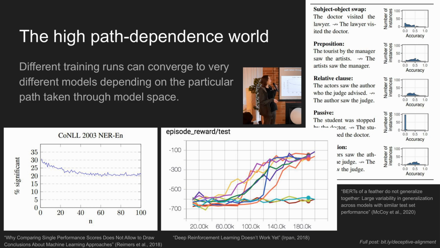So if we think about the high path dependence view, some empirical evidence that I think supports it is Birds of a Feather Do Not Generalize Together, a paper that found that if you take a bunch of different fine-tunings of BERT, which is a language model, sometimes they can have really disparate generalization behavior, really disparate behavior on new data points.